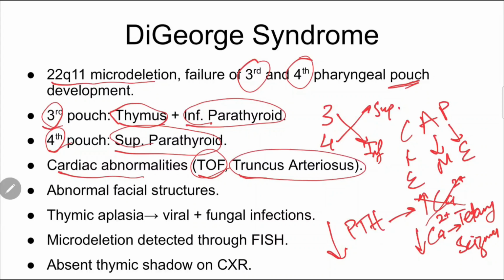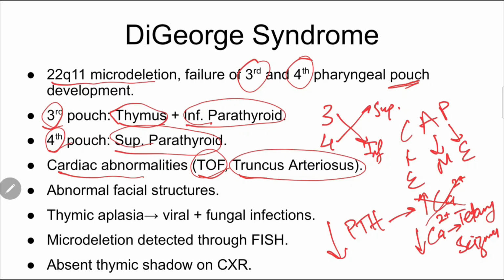So tetralogy of Fallot, obviously the four things that you have to remember are pulmonic stenosis, overriding of aorta, right ventricular hypertrophy, and obviously VSD. And TOF is due to abnormal placement of the infundibular septum. Truncus arteriosus is when you have a single outflow tract, and this is due to failure of neural crest cell migration.